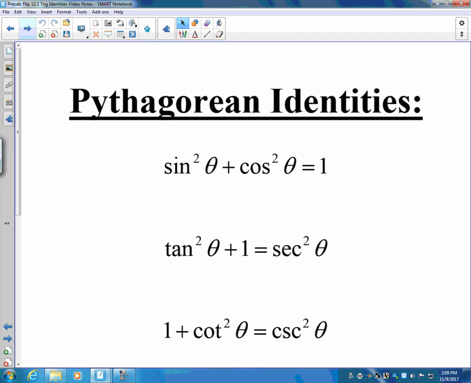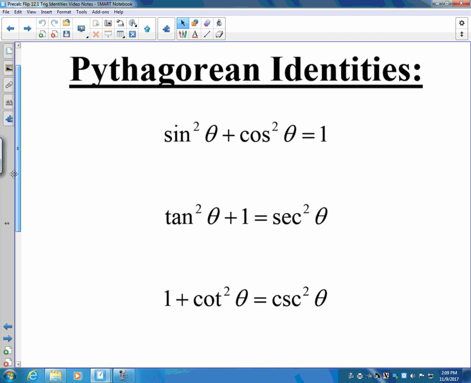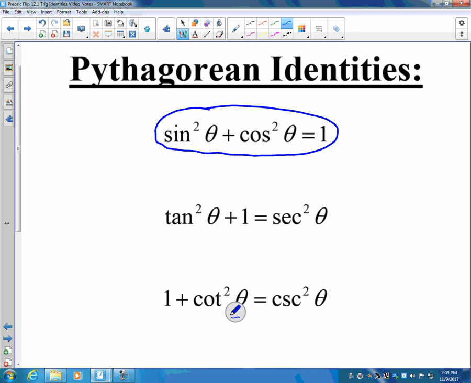So let's jump right into it. First, let me share with you the three Pythagorean identities that we have. The most famous, sine squared theta plus cosine squared theta equals 1. Copy that down. You need to memorize that. You need to know that, all right? And then there's two more.